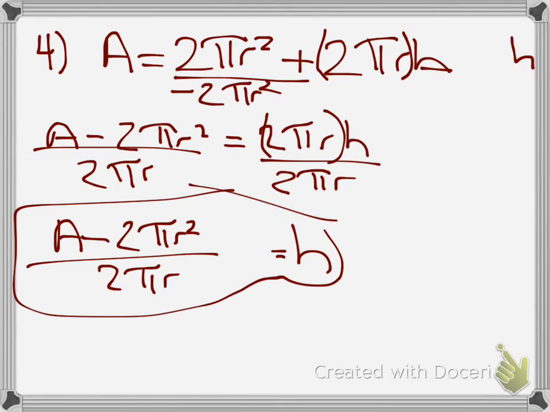So for most of these, the idea is to figure out what variable you want by itself, and then take the time to isolate it.